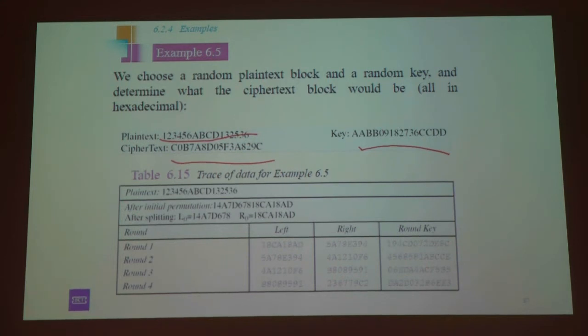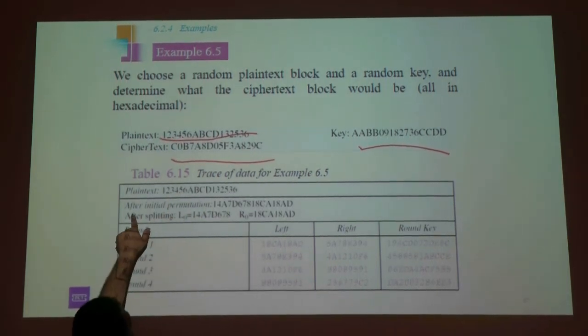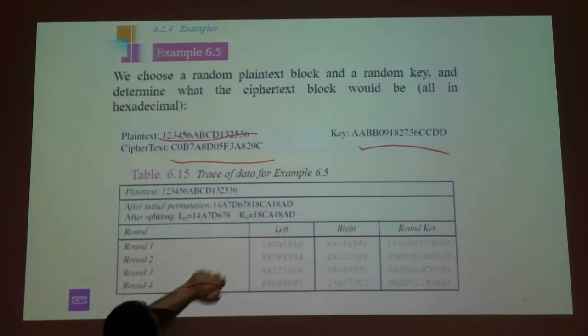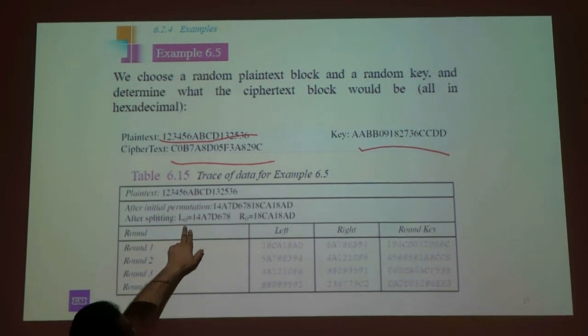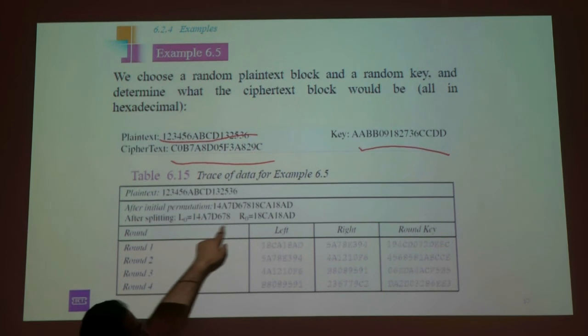So look in here at what we did. So in here, this is your plain text. And this, after the initial permutation, gave you this. After the initial permutation, now you divide the data into left and right.